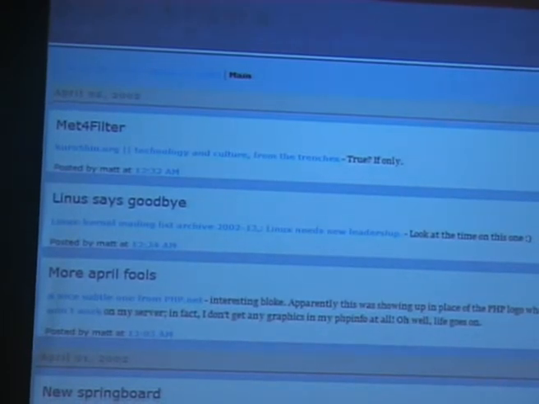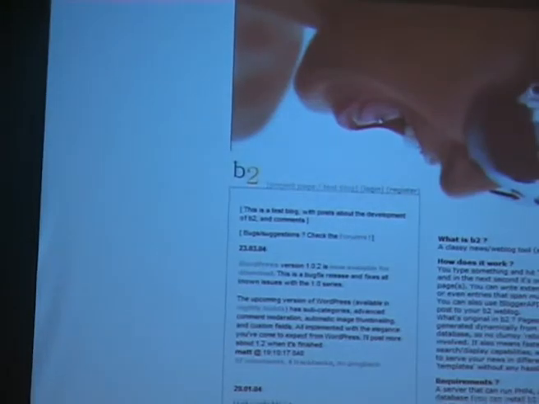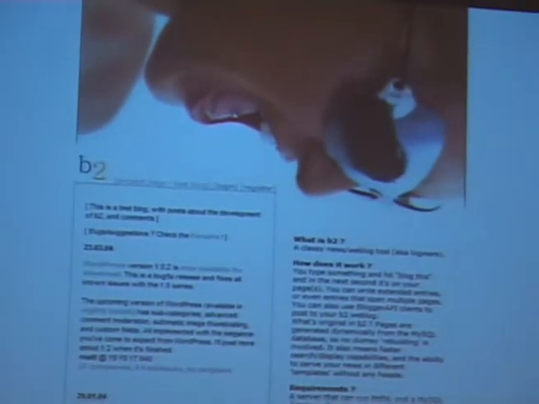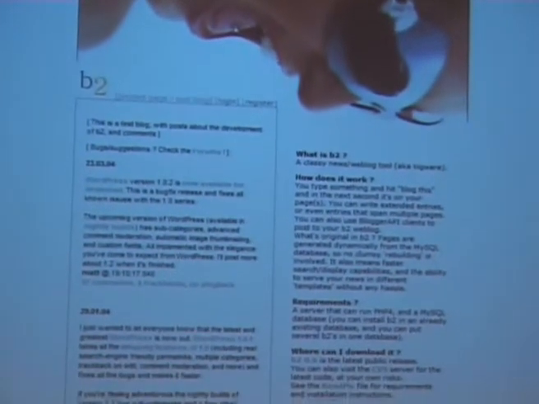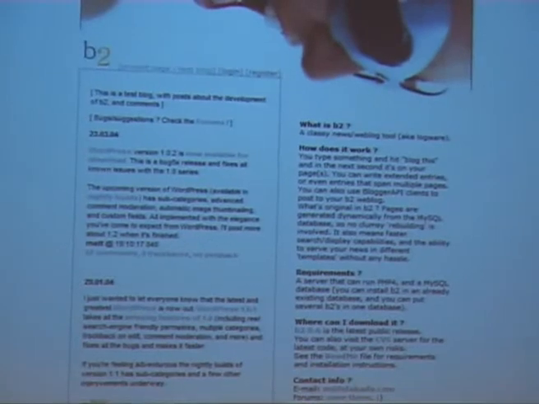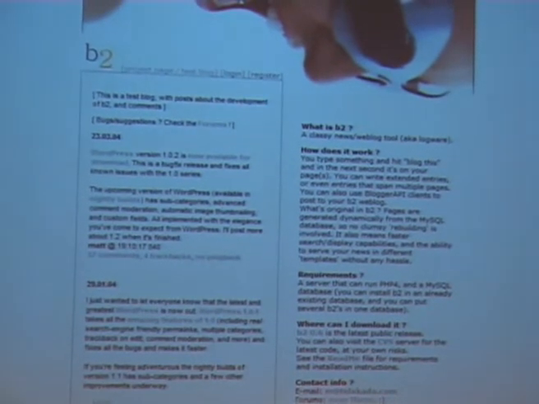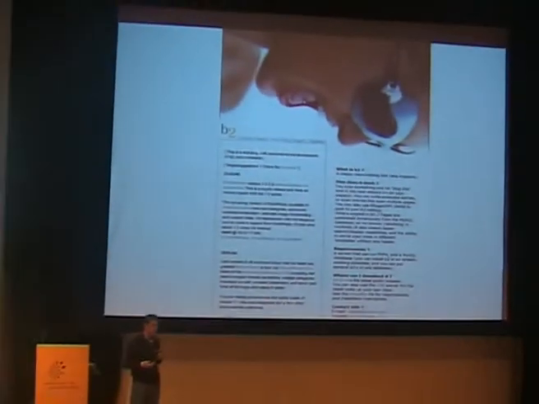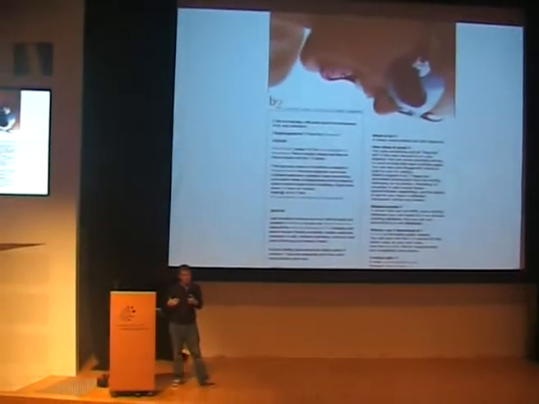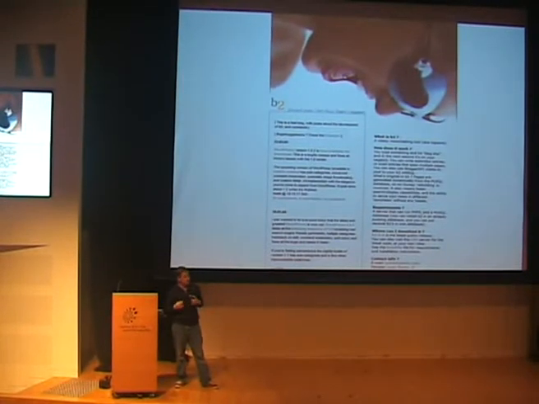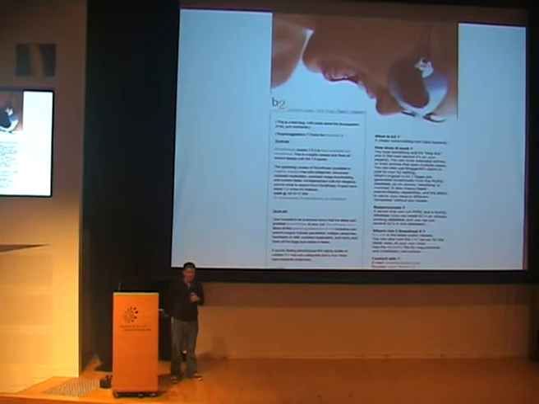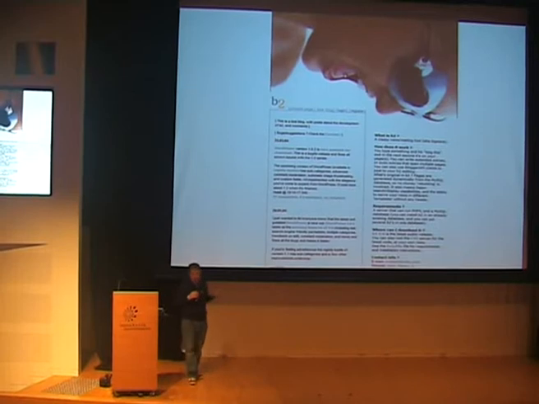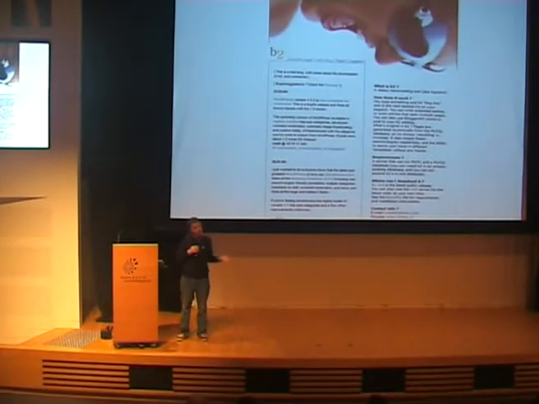But about a year after I started this, I found some software called B2/cafelog. Did anyone use B2 here back in the day? And we got one old school hand. B2 was, of the software at the time, there was Blogger, Textpattern, Greymatter. And B2 was the only one that was PHP and MySQL, and also open source. So when I found it, I was really excited about it, because it was the first blogging software that I was able to modify. B2 was also significant because it was my first ever contribution to open source.